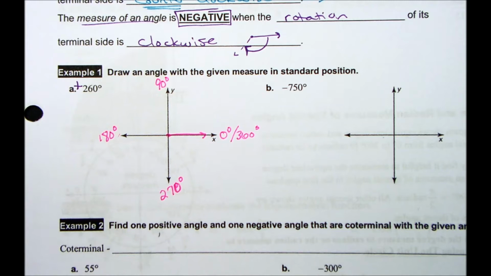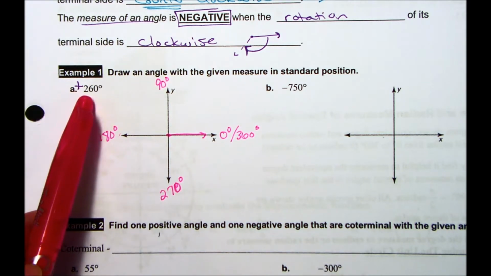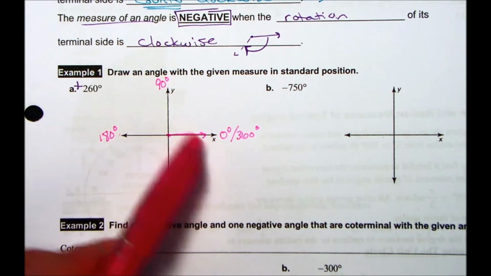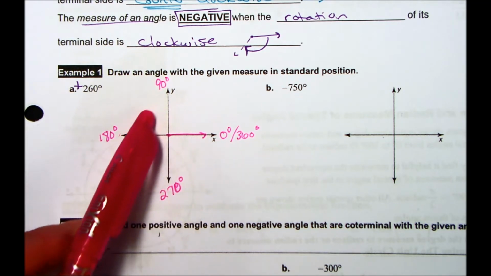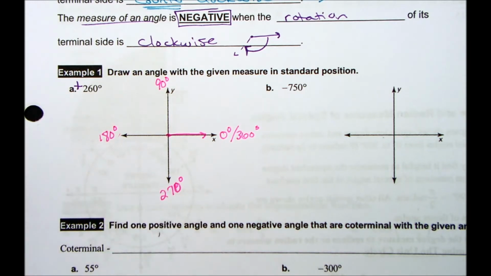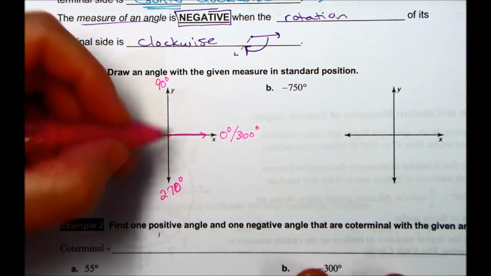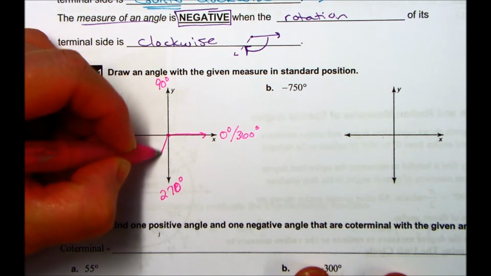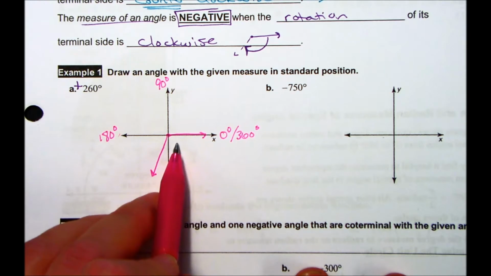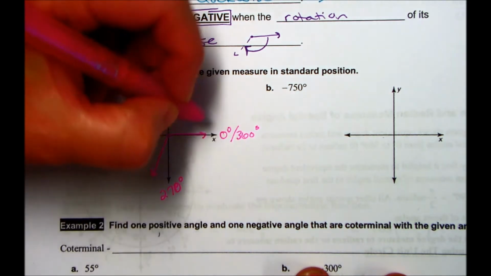So if we are rotating a positive 260 degrees, that means we're going to start here and rotate up and around till we get to almost 270, but not quite. So these aren't going to necessarily be exact, but you do have to draw the terminal side. So we've got our initial side, we've got our terminal side.